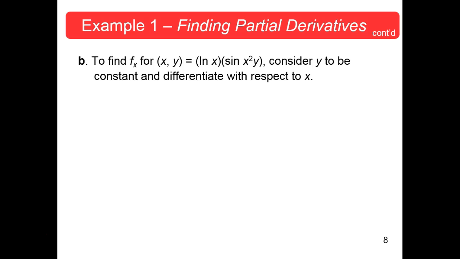Okay, let's look at the B one. For xy, I think they left out the function, didn't they? Yeah. This is supposed to be for f of x, y equal to log x sine x squared y.